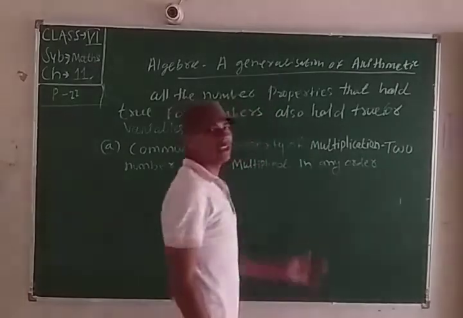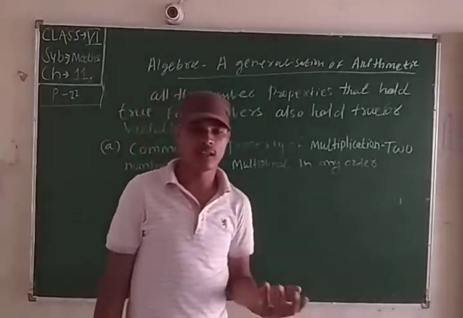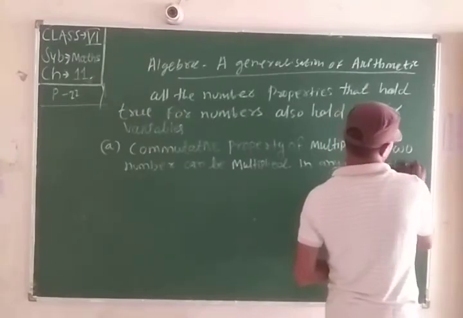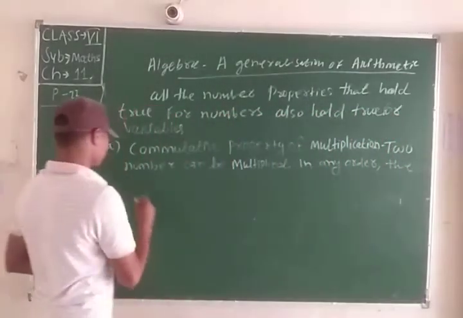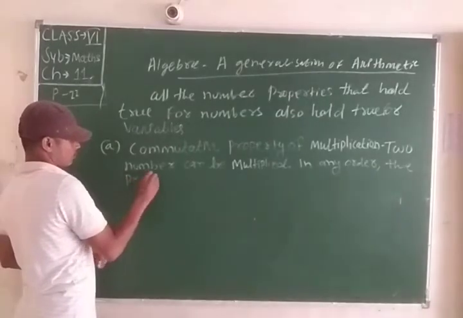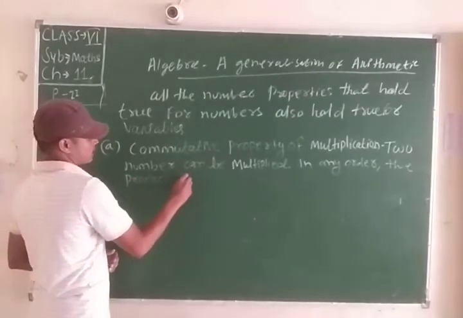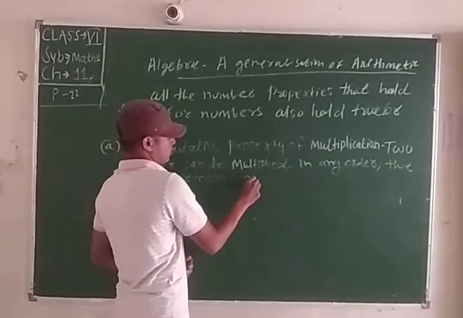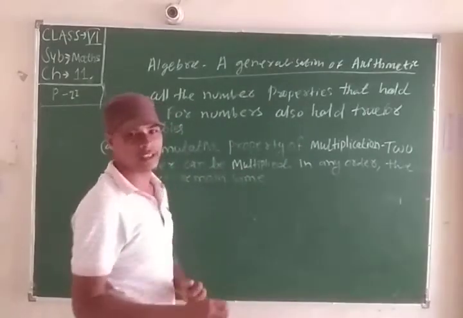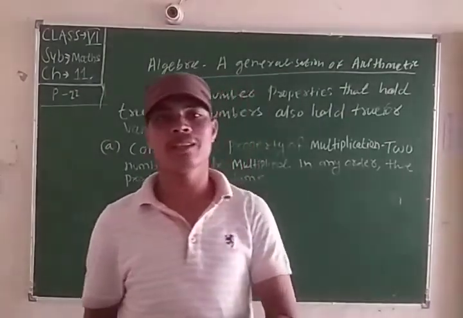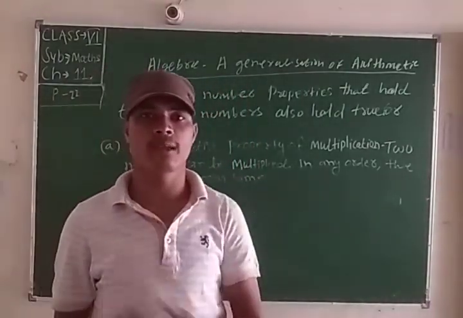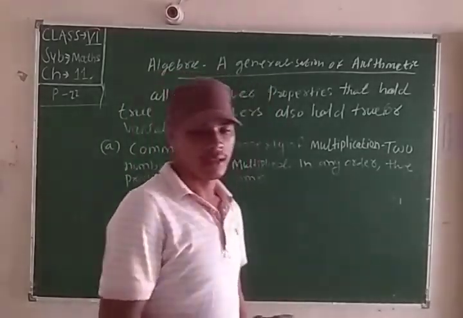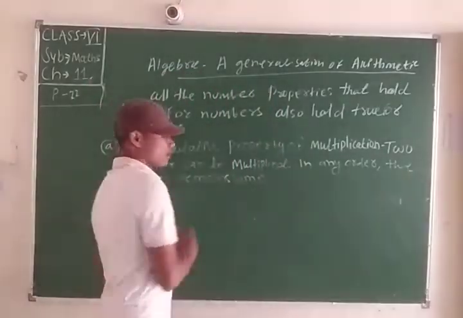Two numbers can be multiplied in any order, same as the additions, and the product remains the same. That means when we multiply any two numbers in any order and the product remains the same, that property is known as the commutative property of multiplication. Now we take an example.